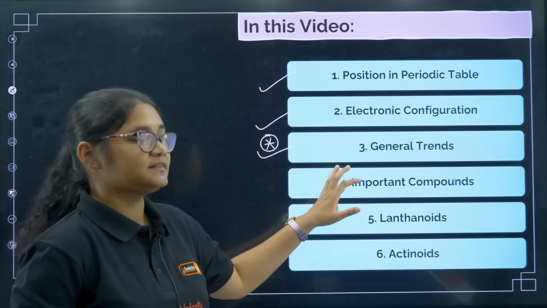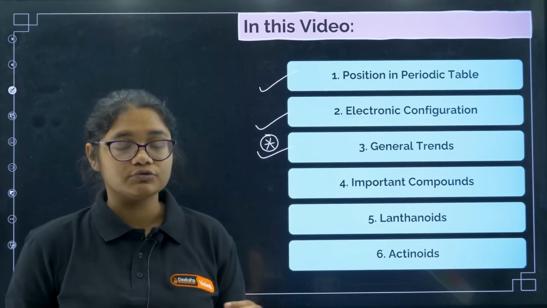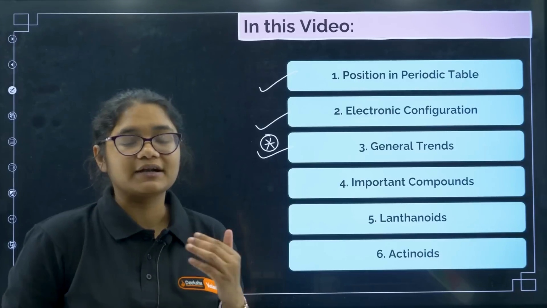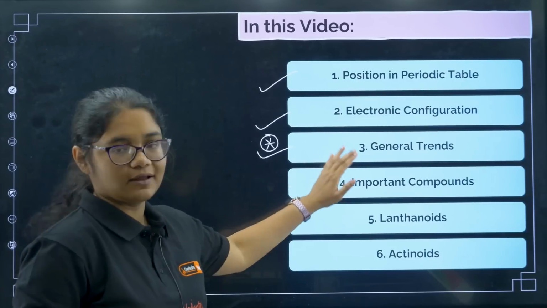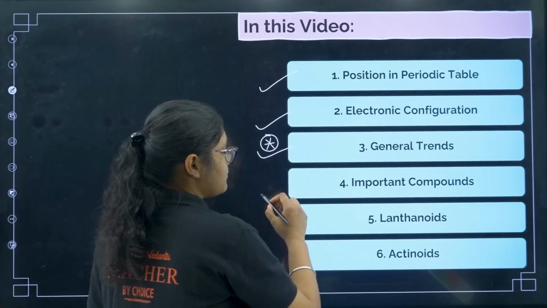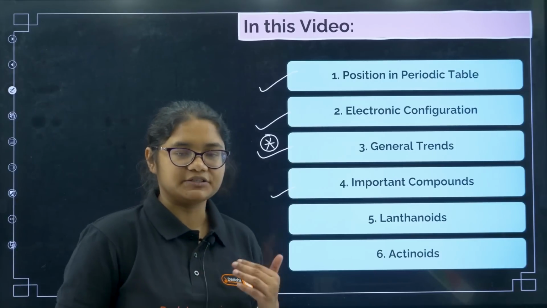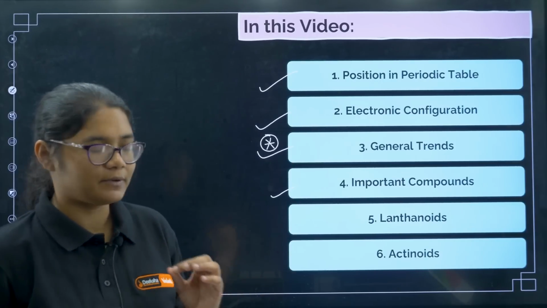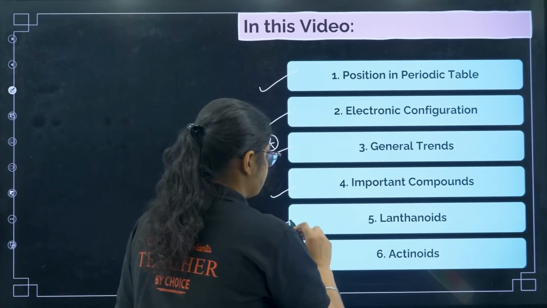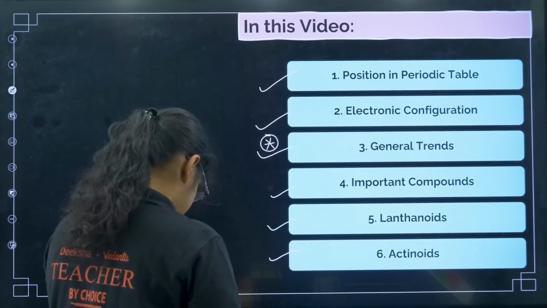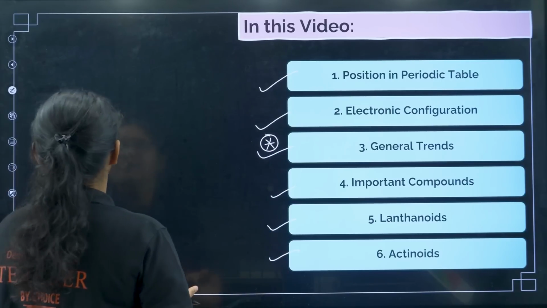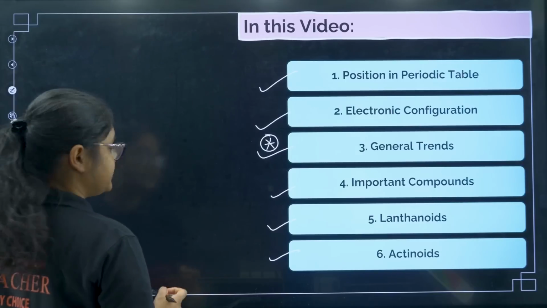Here I will be discussing almost 15 trends that you should revise, practice, and understand very well. Next we will talk about the important compounds, KMnO4 and K2Cr2O7, their preparation methods and their oxidizing properties. Next we have lanthanoids, and then actinoids. Okay, fine.